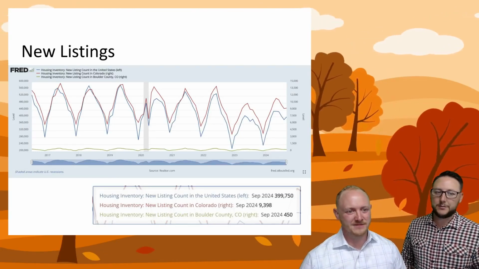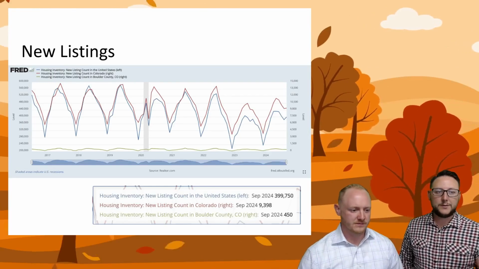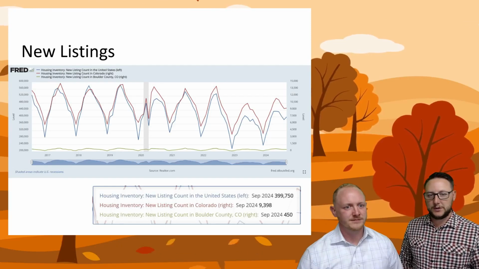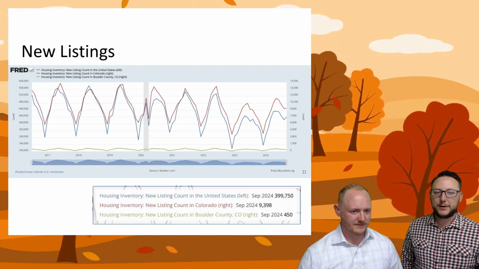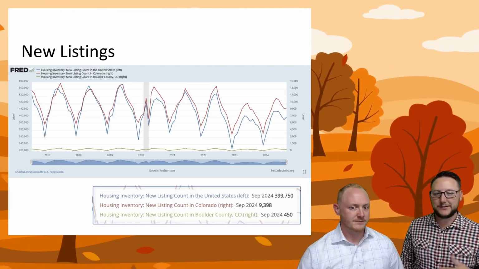But new listings coming to market, you can see that sellers still usually have to sell, right? So red being Colorado, blue being the U.S., you can see how much more muted the U.S. has been over the last couple of years. But in Colorado, it hasn't slowed down as much, but that doesn't mean that they're all selling as much, right?